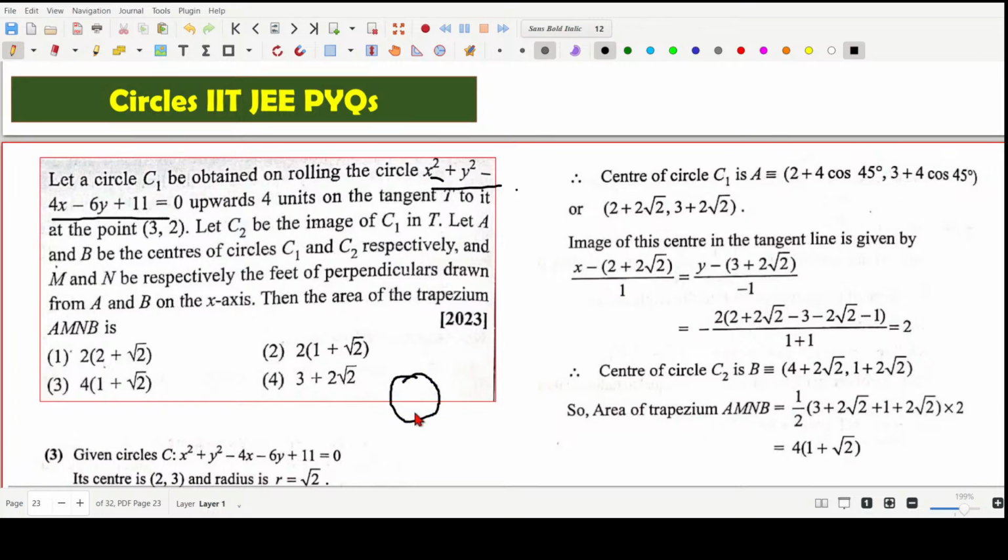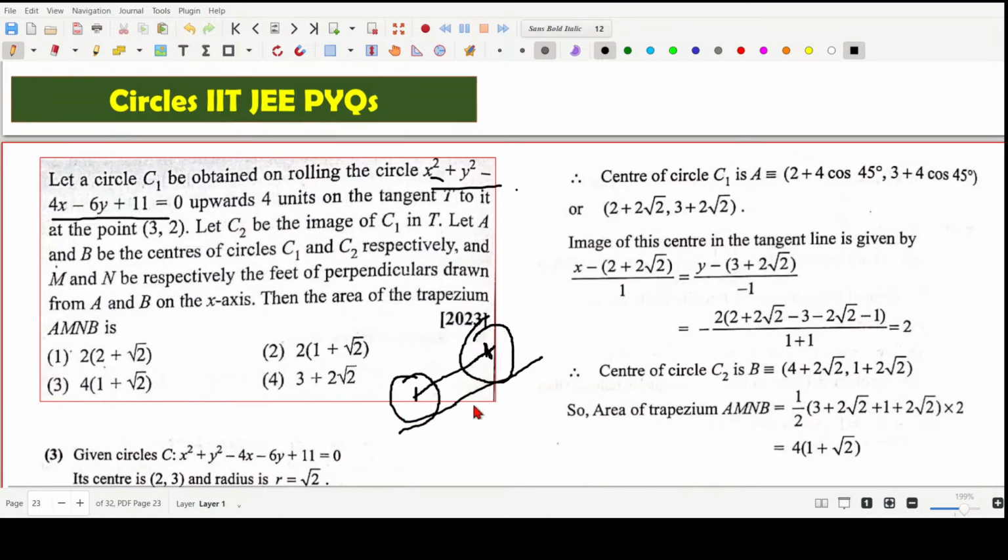So there is a circle. You have to draw a tangent. On this tangent, you are rolling it upwards 4 units, right? So that means the distance from this center to this center should be 4 units, right? So let's say this is C1 and rolling this circle, this one we are rolling it up and then we are getting a circle, right?